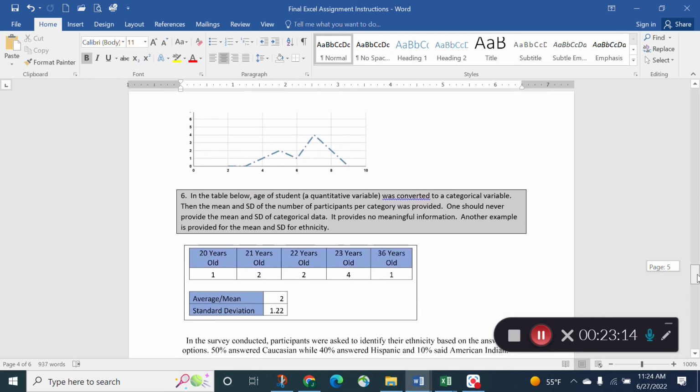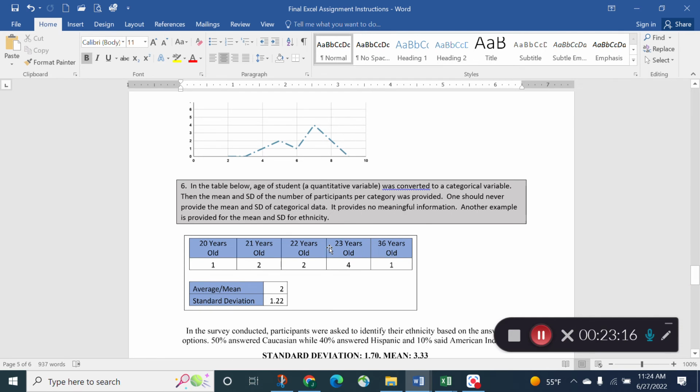Okay, so here's an interesting one where someone was looking at the age of the participants, which is a quantitative variable. So here's an example where they took a quantitative variable and they turned it into a categorical variable. So here's the number of people who were 20. Here's the number of people that were 21. Here's the number of people that were 22. Here's the number of people that were 23. And then I suppose they were not using students, or maybe they had a graduate student that was older.